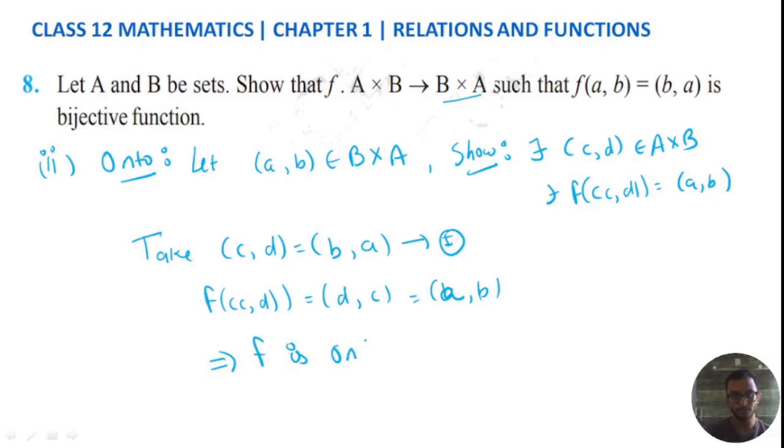It is onto, and so bijective, not only due to onto but also due to 1-1. 1-1 and onto give that our function is bijective. So let's move to the next question.